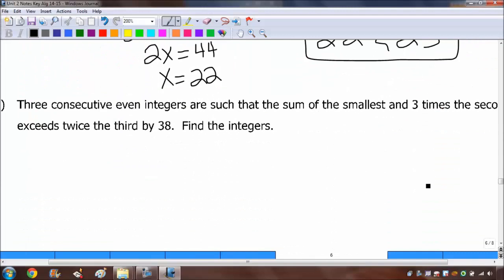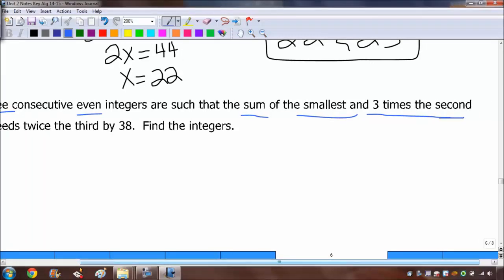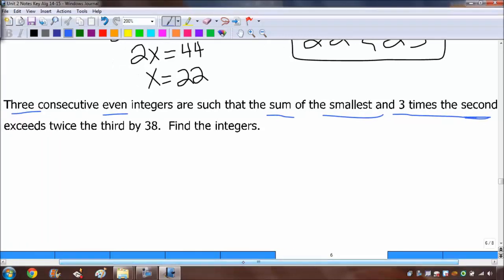Okay? All right, last question, number 6. Find 3 consecutive even integers. So we want 3 of them. They have to be even, such that the sum of the smallest and 3 times the second exceeds twice the third by 38. And then we want to find the integers. Do not get scared by all this language. All you have to do is take this little by little, piece by piece. Once you do that, it's super easy.